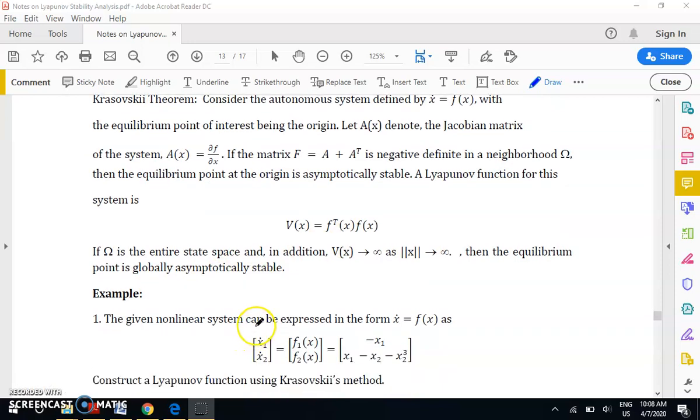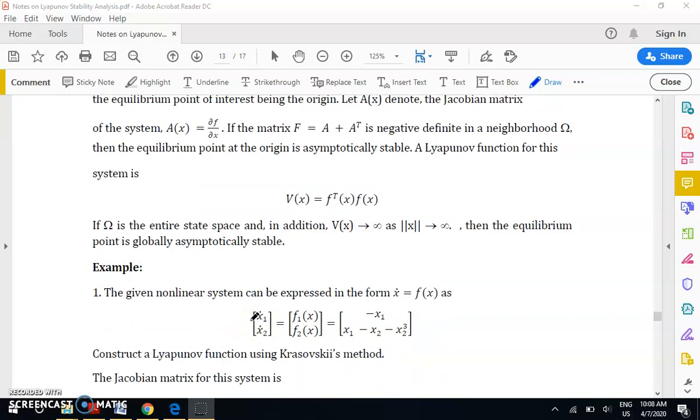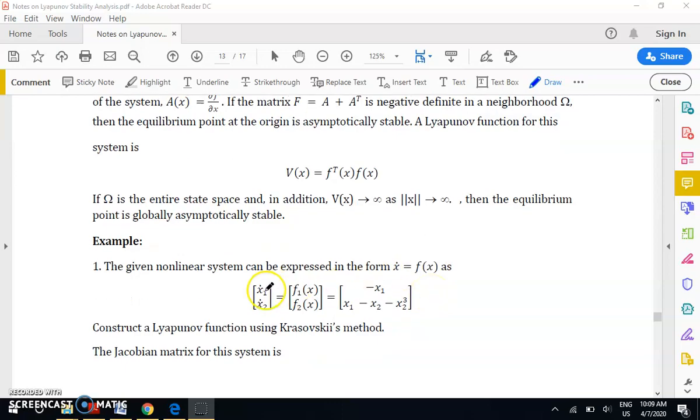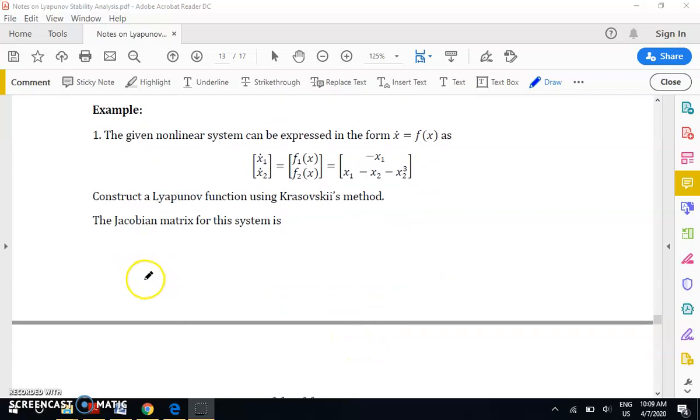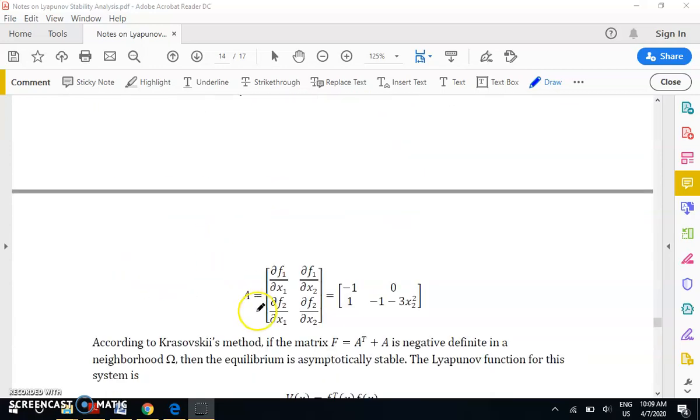Let us look at an example of the same. We have a nonlinear system of the form x dot equals f(x), where x1 dot is equal to minus x1 and x2 dot is x1 minus x2 minus x2 cube. We are supposed to construct a Lyapunov function using Krasovsky's method. Let us first evaluate the Jacobian matrix of the system. The Jacobian matrix A is ∂f1/∂x1, ∂f1/∂x2, ∂f2/∂x1 and ∂f2/∂x2.